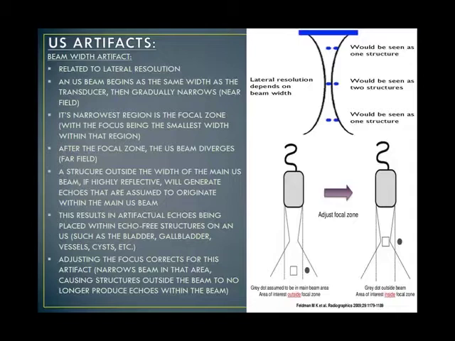So this is a type of artifact where we're missing echoes. We're not necessarily seeing all the echoes, depending on where in this sound beam we are. This is why we like our sound beam to be really narrow. And we narrow our sound beam on an ultrasound machine with the focus control, which is something we're going to practice with next week. So when we narrow our beam, we can see two distinct structures versus seeing only one structure.